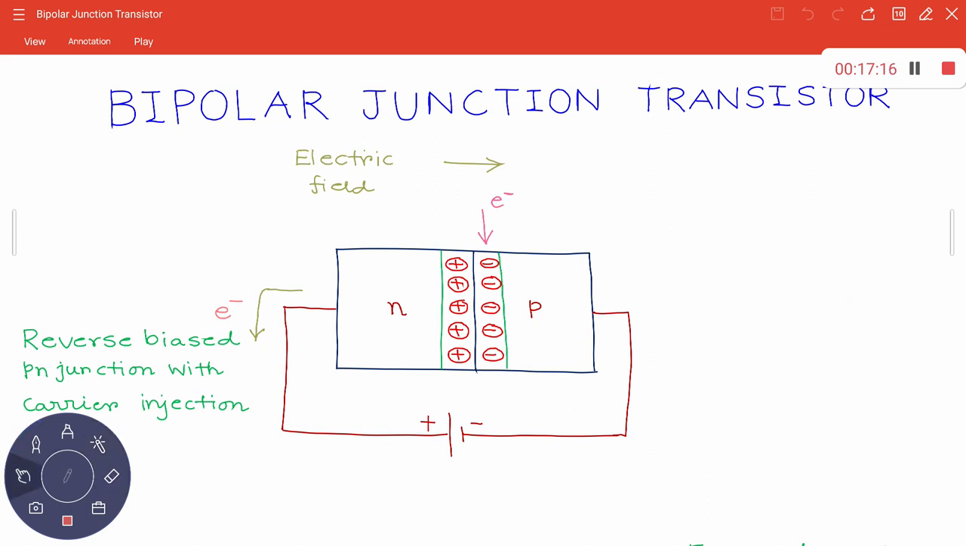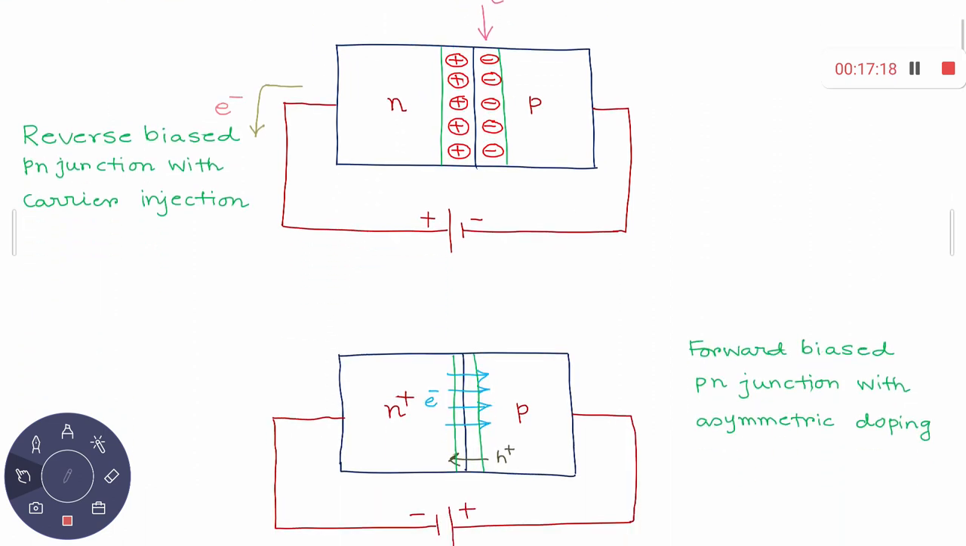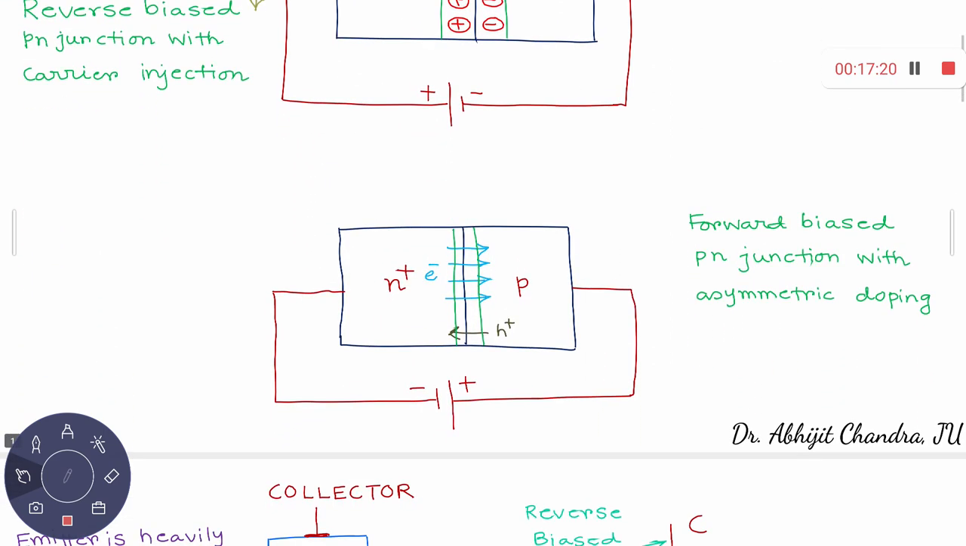Fine. So now let's move to another one. So far we have assumed that these two regions, the N region and the P region, are symmetric in terms of doping. That means if this N side has 10 to the power 15 atoms per cc, the P side also has 10 to the power 15 atoms per cc. So the doping concentration on both sides was the same as of now.